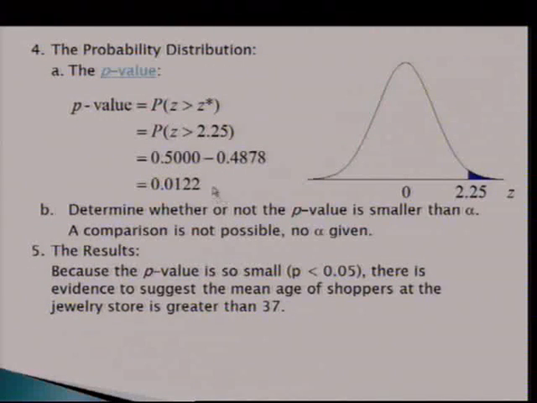Now this is our rejection region, so once again we have to subtract from 0.5: 0.5 minus 0.4878 is 0.0122. Now determine whether the p is smaller or not. Here p is smaller than 0.05. If we take our alpha as 0.05, there is evidence to suggest that the mean age of shoppers at the jewelry store is greater than 37. That means we are accepting that the average age has increased.